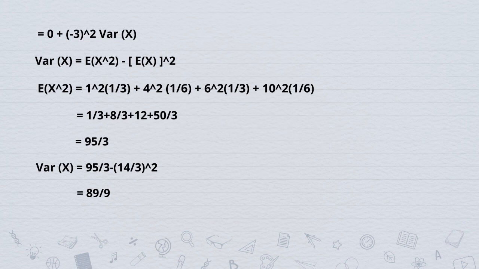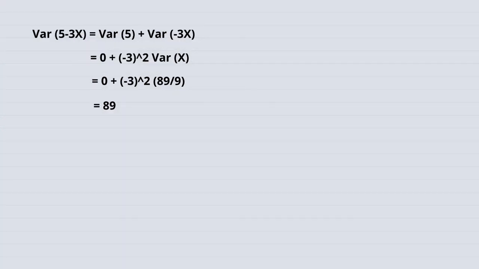Next, we need to find the variance of x. The formula is expected x squared minus the square of expected x. So we get 95 over 3. So the variance of x is equal to 89 over 9. So the variance of 5 minus 3x is equal to 89.